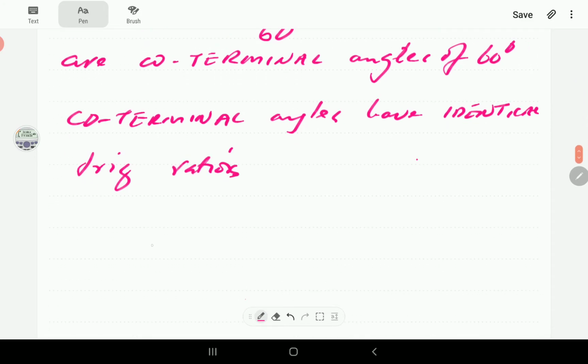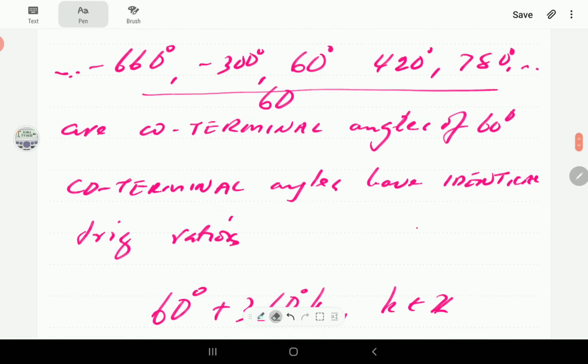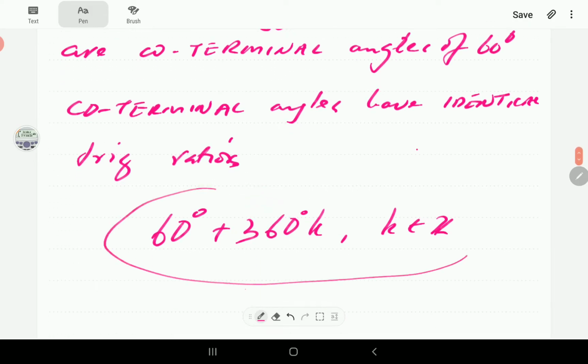Let me write this here. You can simply write 60 plus 360k, where k is an integer. If k is 0, this gives us 60. If k is 1, it gives us 420. If k is 2, it gives us 780. If k is negative 1, it gives us this one. If k is negative 2, it gives us this one. So this gives us an infinite number of coterminal angles of 60.